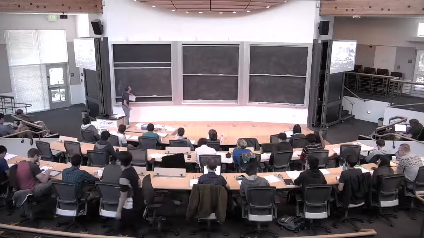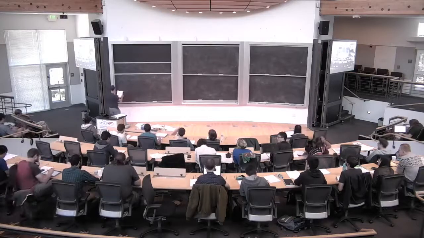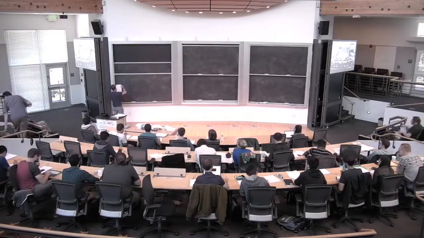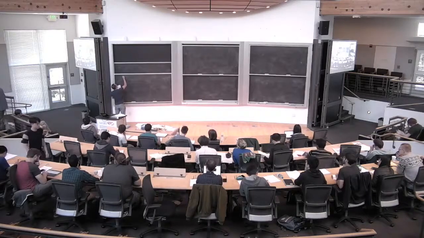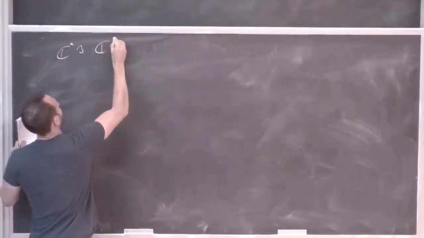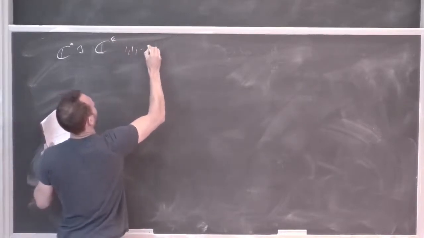Called an ordinary double point singularity, which is absolutely fascinating. And we talked about the fact that you have, what did I say? So I started with C^3 acting on C^4 with weights 1, 1, minus 1, minus 1.